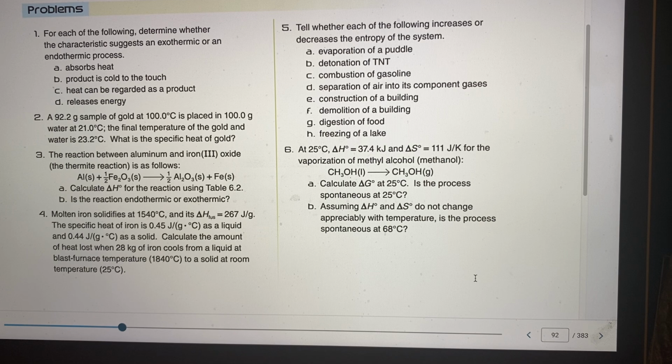The digestion of food is going to also be, it's breaking down food, right? So if you're breaking down food into simple things, it's going to be a positive, an increase in entropy. The freezing of a lake. Well, the freezing of the lake is going to be opposite because it goes from liquid to solid. So this is going to be a decrease in entropy, okay? Just to know how some of these will be on your test, I'm sure.